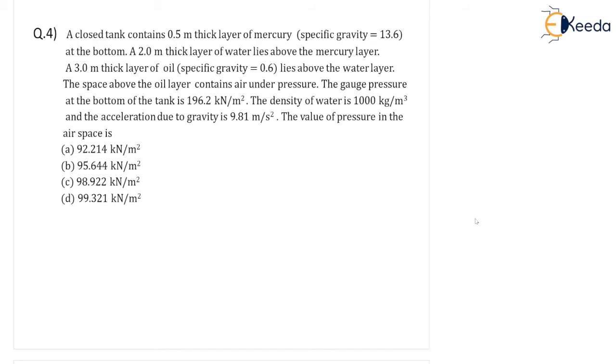The gauge pressure at the bottom of the tank is 196.2 kilopascal. The density of water is given as 1000 kg per meter cube, and the acceleration due to gravity is 9.81 meter per second square. The question is, find the value of pressure in the air space. So the gauge pressure of the air space is what you have to find.